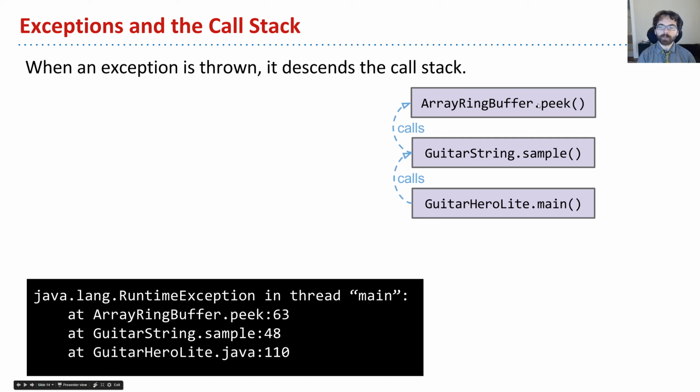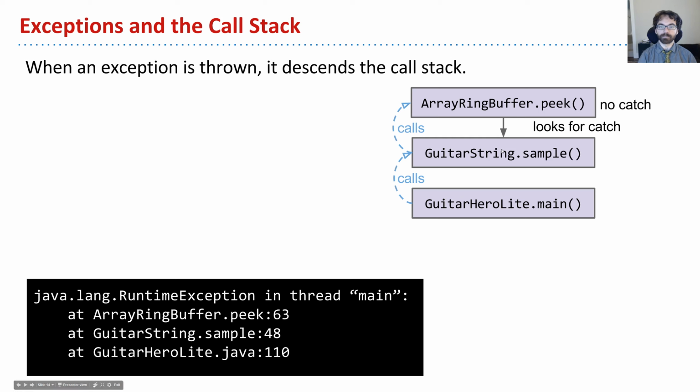Okay, so let's imagine that something goes wrong in peek and a runtime exception gets thrown. Well, what the Java interpreter will do is it'll say, will the peek method catch the exception? Let's say it does not catch it. Well, in that case, the exception begins descending what's known as the call stack. It's the stack of methods that get called.